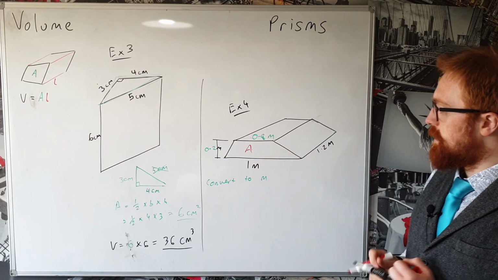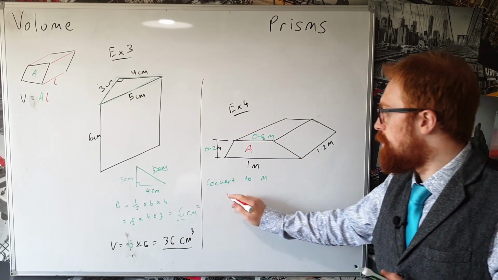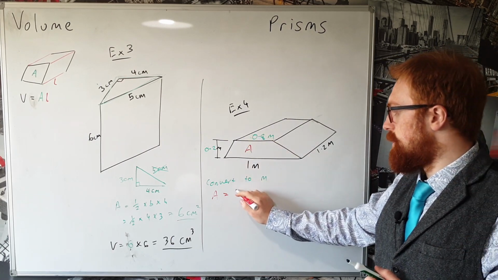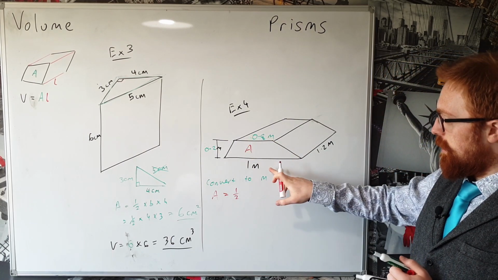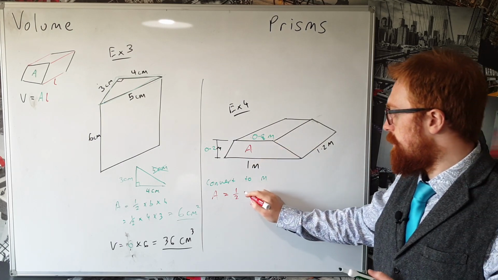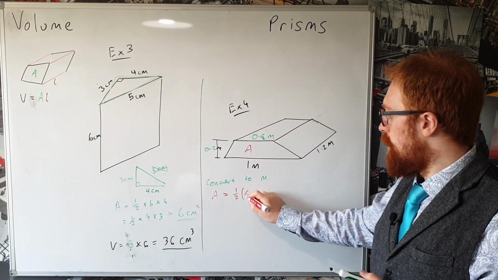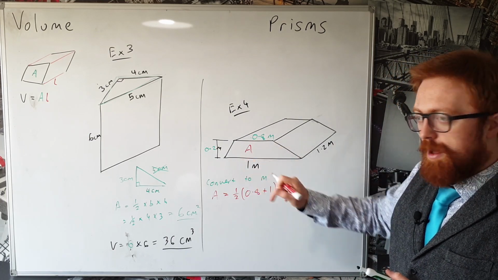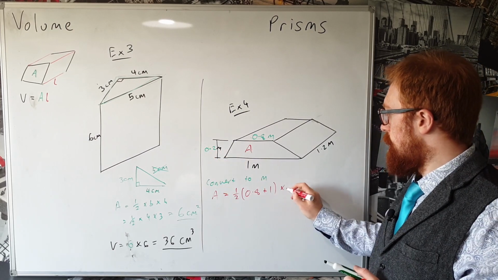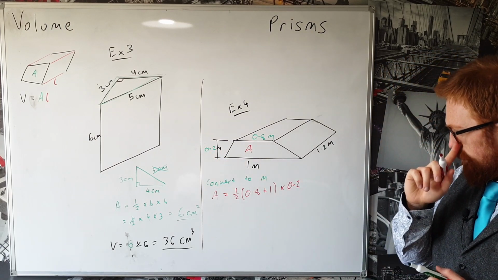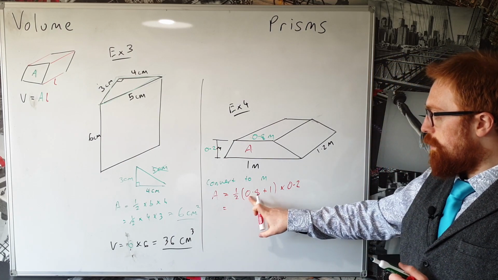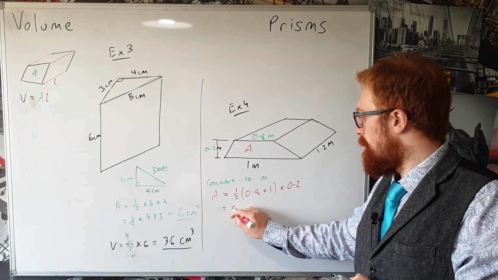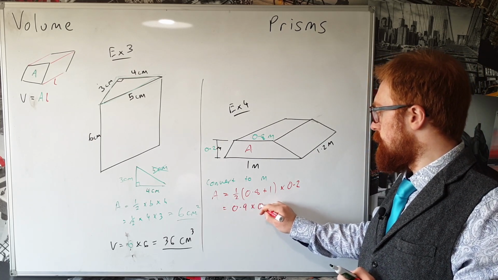So the first thing we need to work out is this area. Now remember, the area of a trapezium, it's the average width of the trapezium. To find the average, to find the mean, we add these two things together and half it. So it's going to be a half of 0.8 plus 1. That's going to give me the average width. And then I'm going to times that by the height 0.2. Now 0.8 plus 1 is 1.8. Half that, you get 0.9 times 0.2.